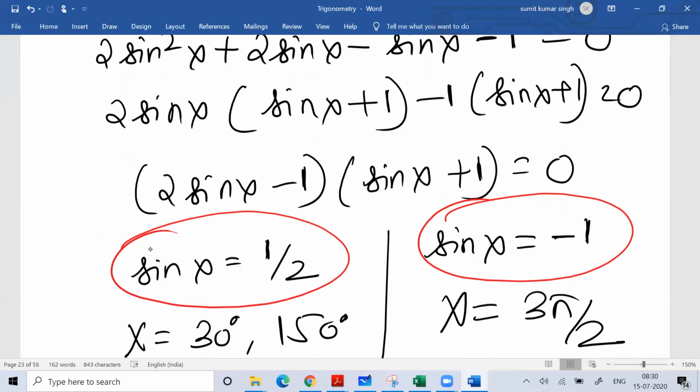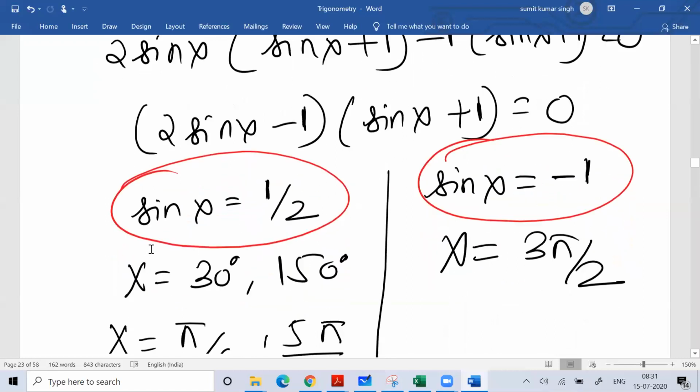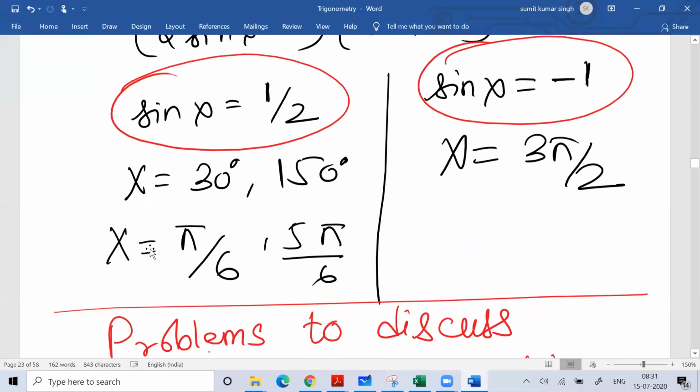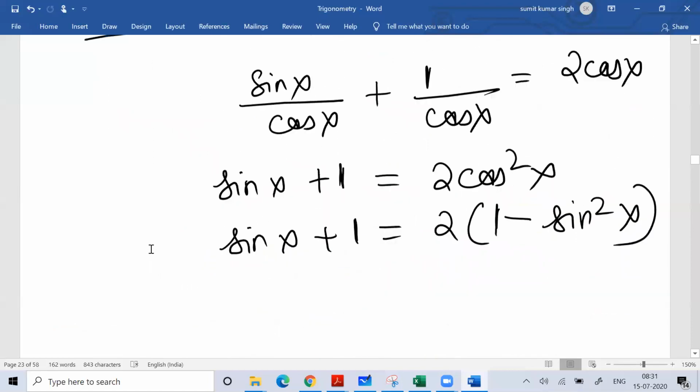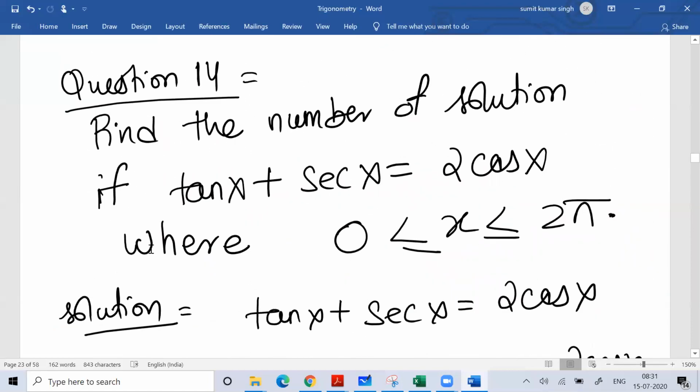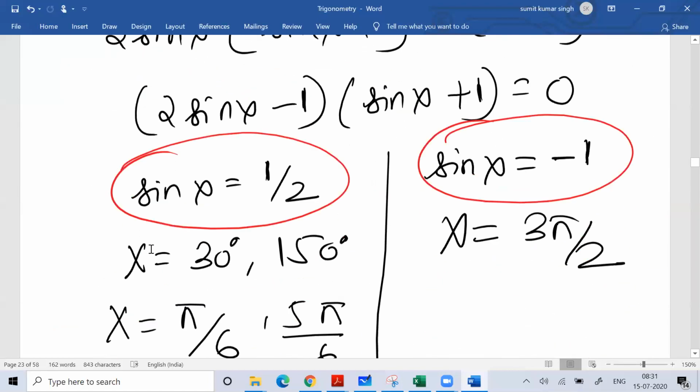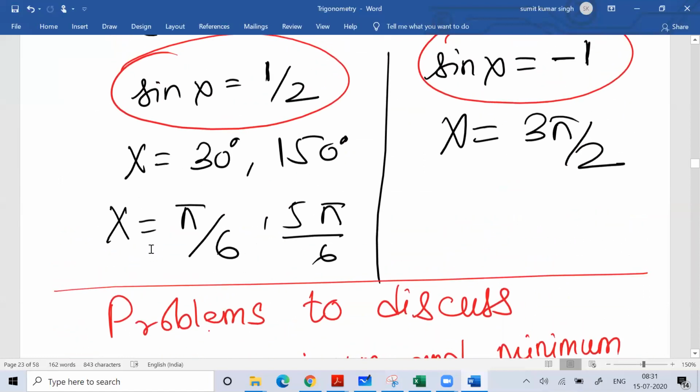So sin x value would be -1 at 3 pi by 2. And similarly, sin x value would be 1 by 2 at 30 degree and 150 degree. So we did a lot of problems in the past where we saw that. So with this, you can find the value of x as pi by 6 or 5 pi by 6 or 3 pi by 2. Okay, so number of solutions. So you can say how many solutions exist. Three solutions exist for the x.